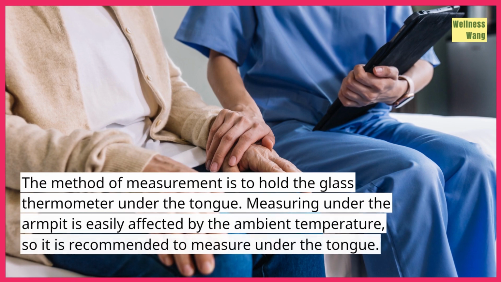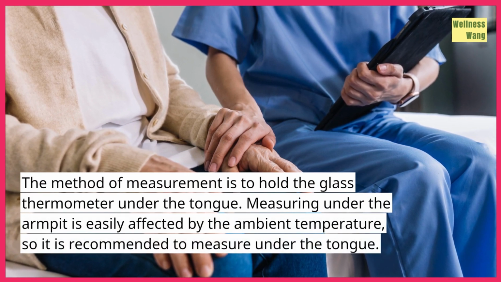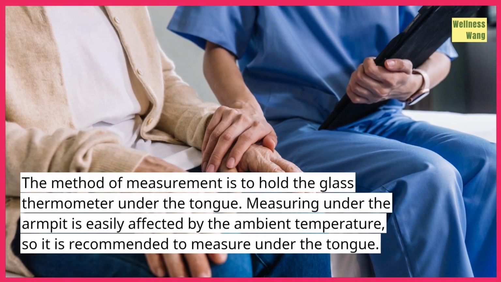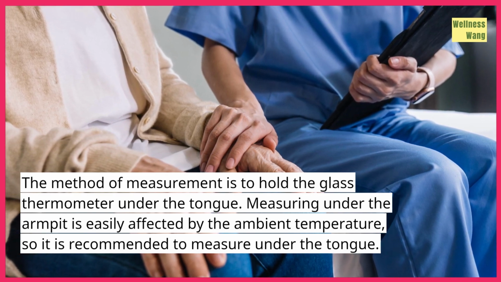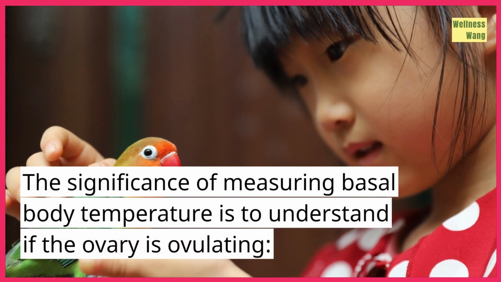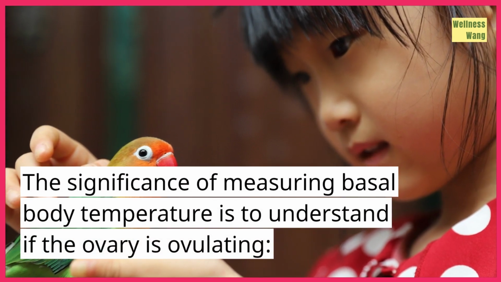The method of measurement is to hold the glass thermometer under the tongue. Measuring under the armpit is easily affected by the ambient temperature, so it is recommended to measure under the tongue. The significance of measuring basal body temperature is to understand if the ovary is ovulating.